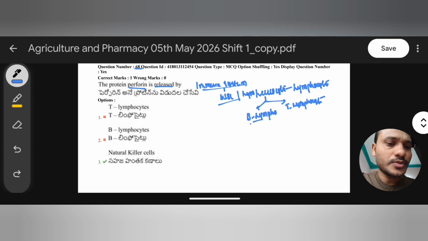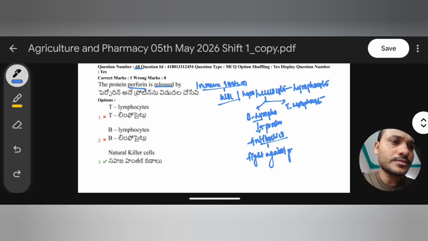B lymphocytes mainly help to produce antibodies to fight against pathogens in body fluids. This type of fighting against pathogens by the involvement of antibodies is known as humoral immunity.